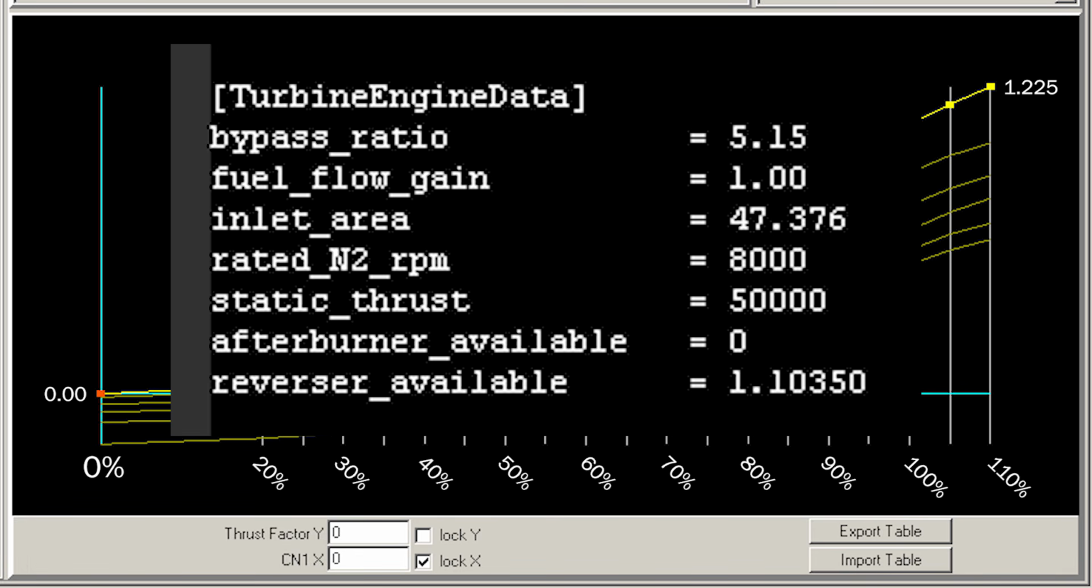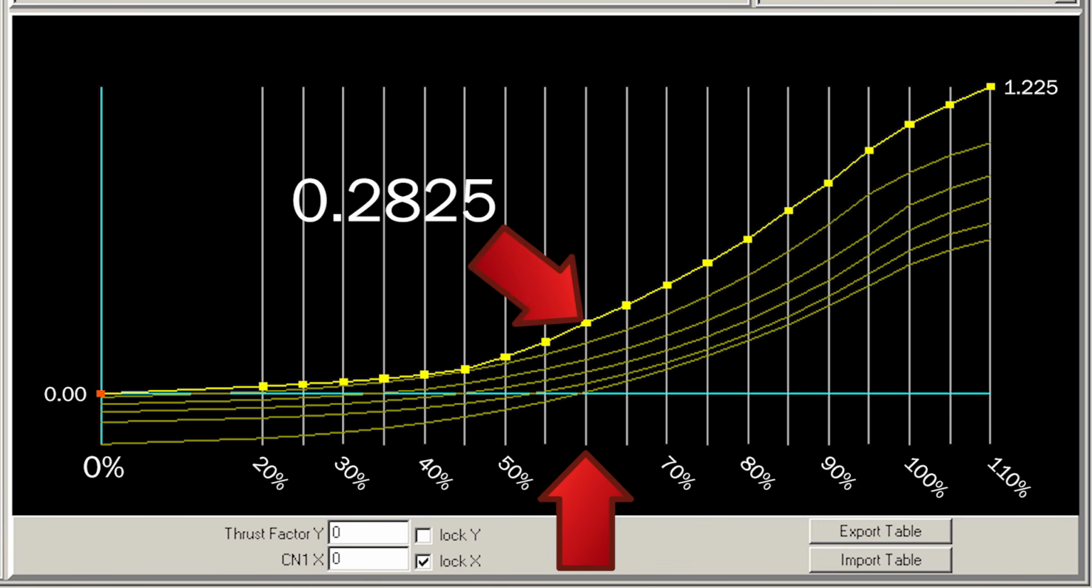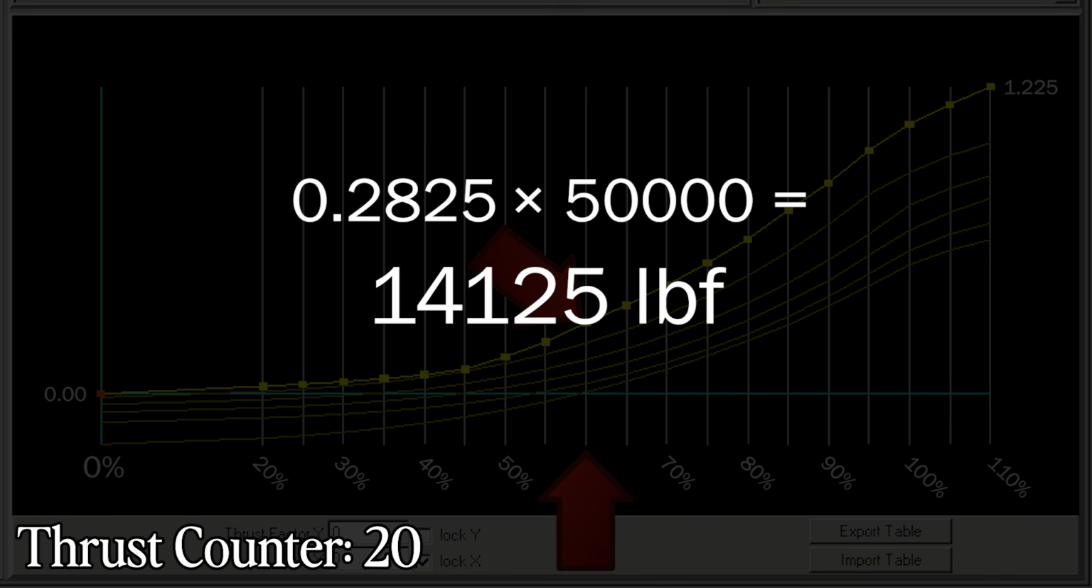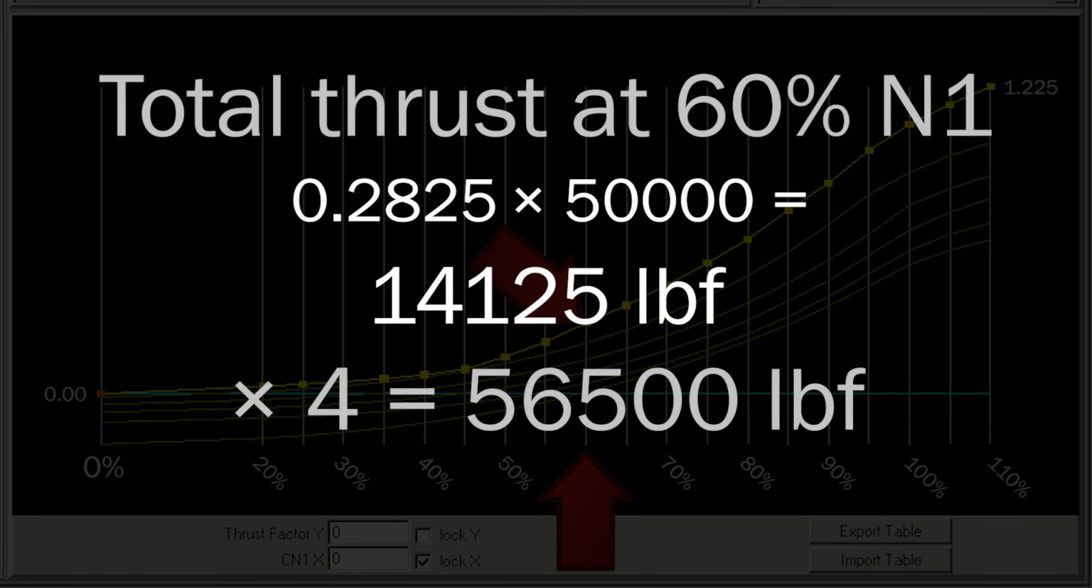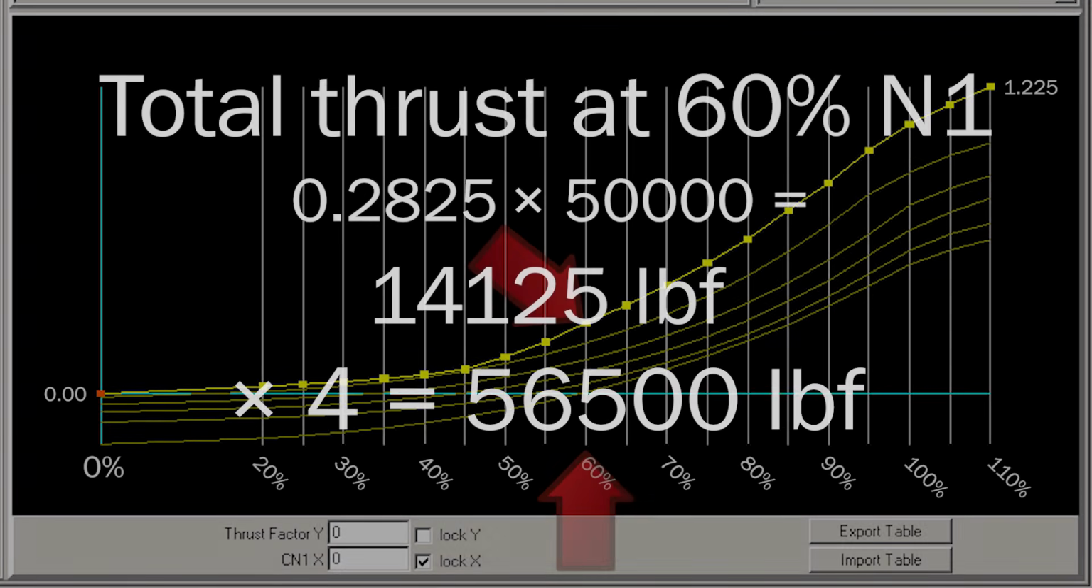If we wanted to determine thrust at 60% RPM, we go to the x-axis value, 60, read the y-axis value, 0.2825, and multiply the values together, giving us 14,125 pound-force of thrust. This is the thrust generated by one of its 4 engines operating at 60% RPM. If all 4 together are operating at 60% RPM, we would have a total thrust of 56,500 pound-force.